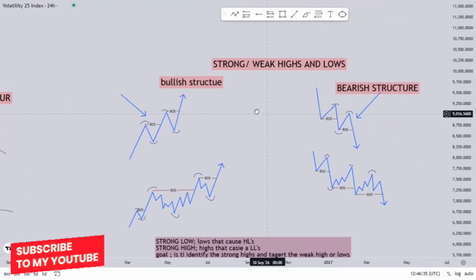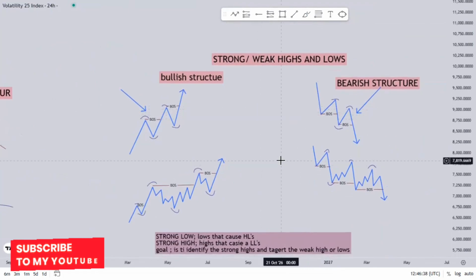That brings us to the concept of the strong and weak highs and lows. Because I used to tell my students, the market is always transferred from the weak hand into the strong hand. And that is how trend is being created in the market.